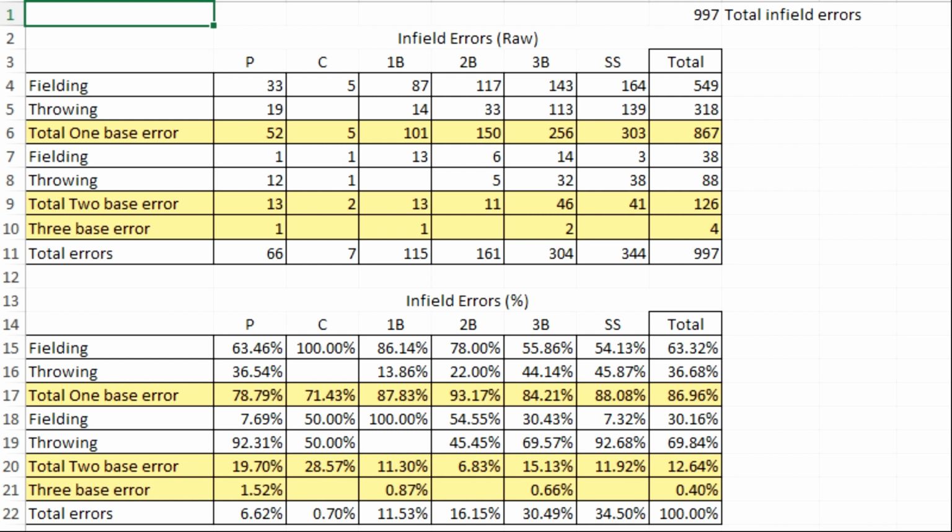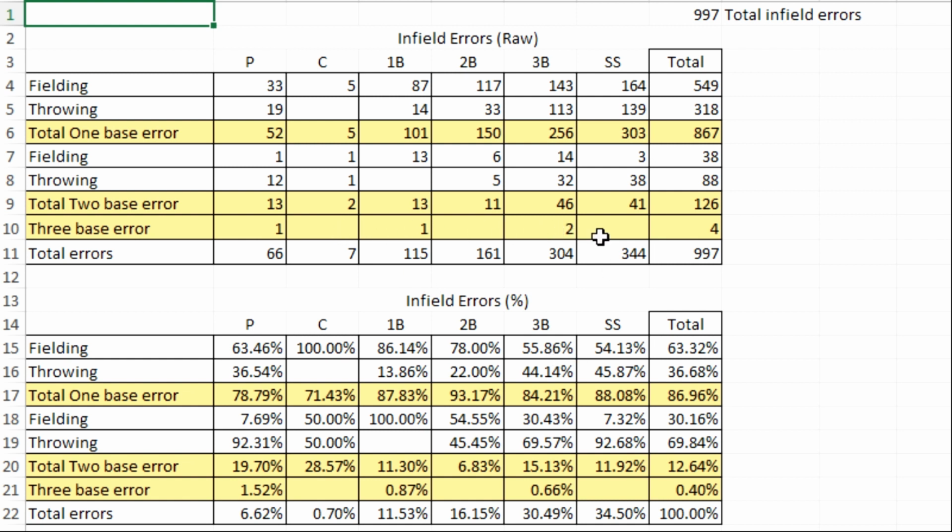First of all, I broke it down. There were one base errors, there were two base errors, and believe it or not, there were 4 three base errors, where an error on the play led to the batter reaching third base. My guess is those are pretty crazy plays for that to happen.